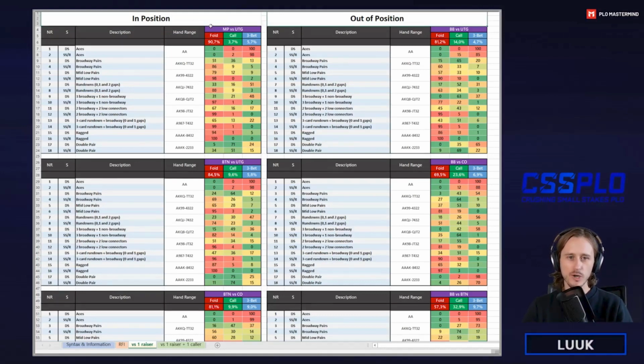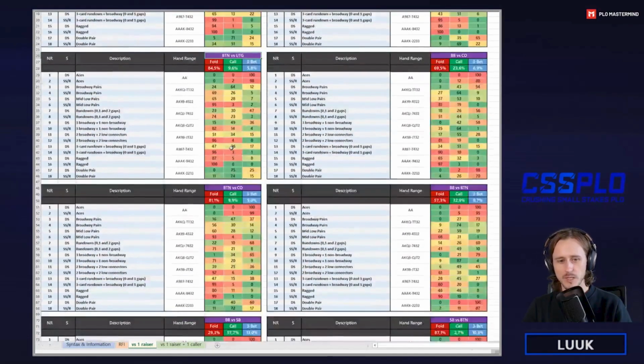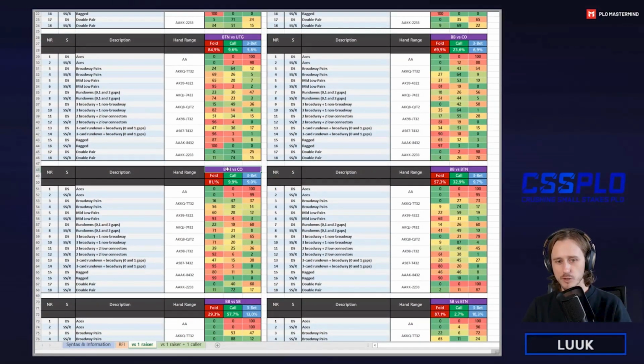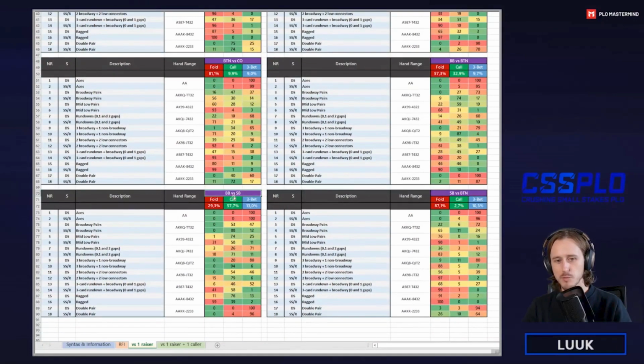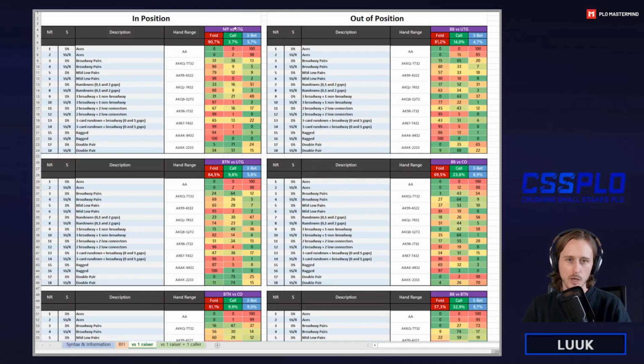For example, we're in position when we are in MP and the under the gun player is open raising. We're also in position on the button and the under the gun player is raising. We can be in position button versus cutoff. We also can be in position big blind versus small blind. Now below each of these titles, basically you can see the strategy for that specific situation.